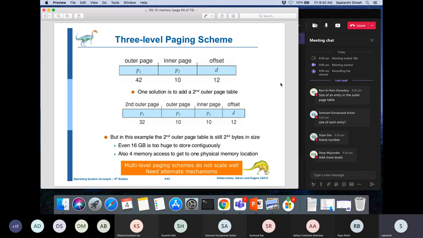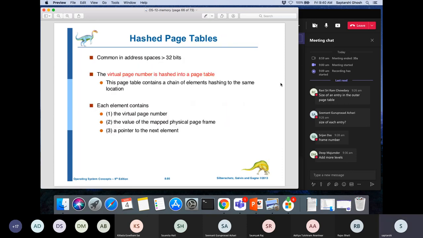Let's discuss the next scheme, hashed page table. Okay, so you all know hash tables. In a hashed page table, this is commonly used in those systems which allow more than 32 bits of address space. Some systems nowadays allow a 64-bit logical address space. In those kinds of systems, hashed page tables are sometimes used.